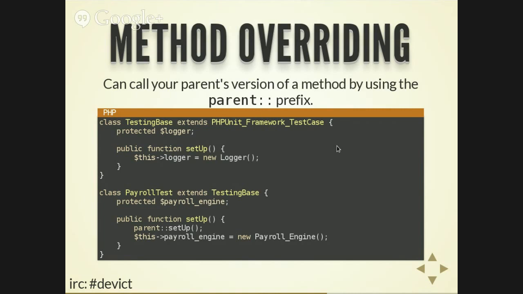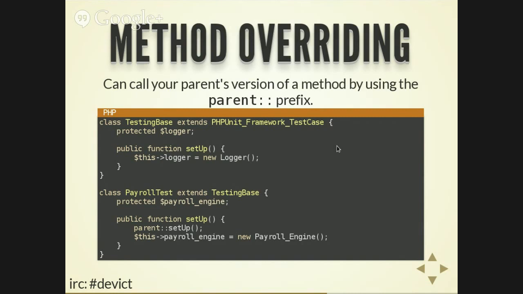So I would make a new test called PayrollTest, or I guess even if I don't have other ones that are going to extend from this, this could be the end of the chain. So I have this PayrollTest, which is going to extend my TestingBase. And now I'm going to override the function setup. So when I have a PayrollTest and PHPUnit starts running it and starts executing my test, it's going to call setup. Well, I still want the logger. I still need that. I don't want to get rid of that. I just want to extend this function and make it do more stuff.